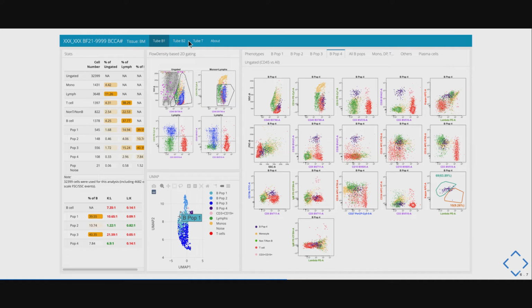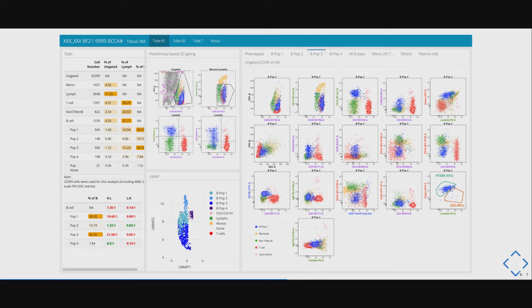Next, one could be wondering about the difference between the B1 and B3 populations. Again, by clicking the B1 tab or B3 tab, we can see that they differ based on their CD20 expression. B1 has slightly increased, or slightly normal, CD20 expression compared to B3, which is almost CD20 negative.